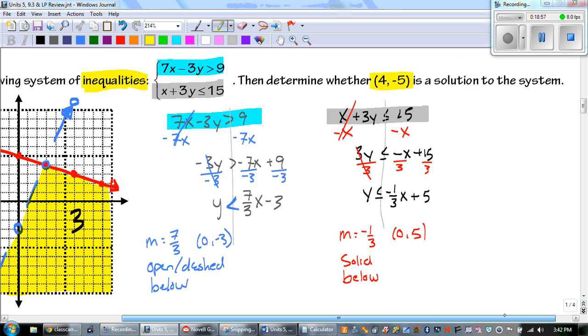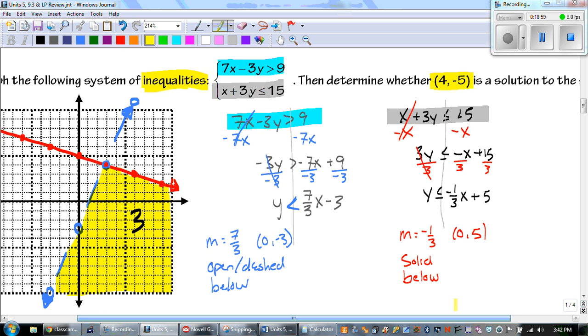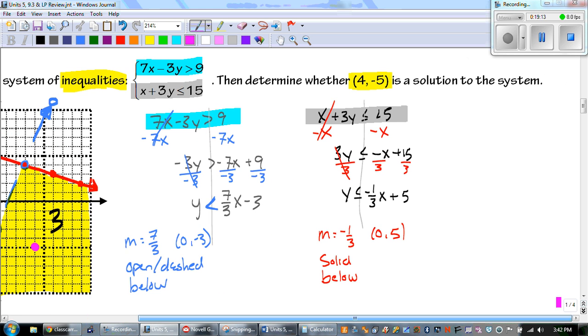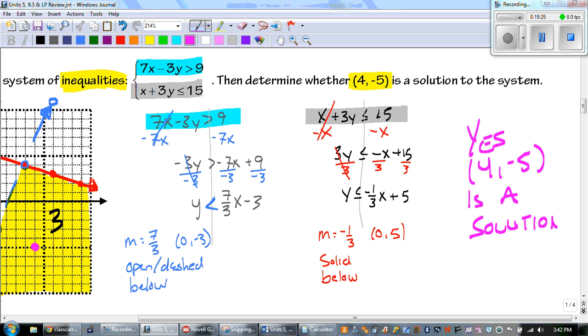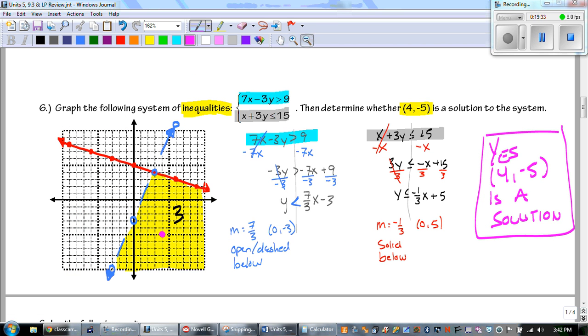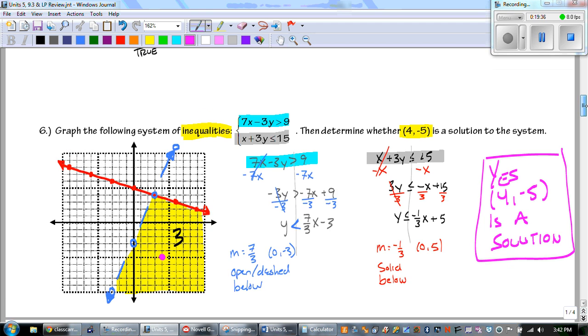No, we forgot that last question. Determine whether 4, negative 5 is the solution. So what do you think? Where is 4, negative 5? 4, negative 5 is right there. So is 4, negative 5 a solution? Yes. Okay. 4, negative 5 is a solution. And why is that? It's because it's in that shaded region. Okay? All right. Well, guys, that's just page 1.